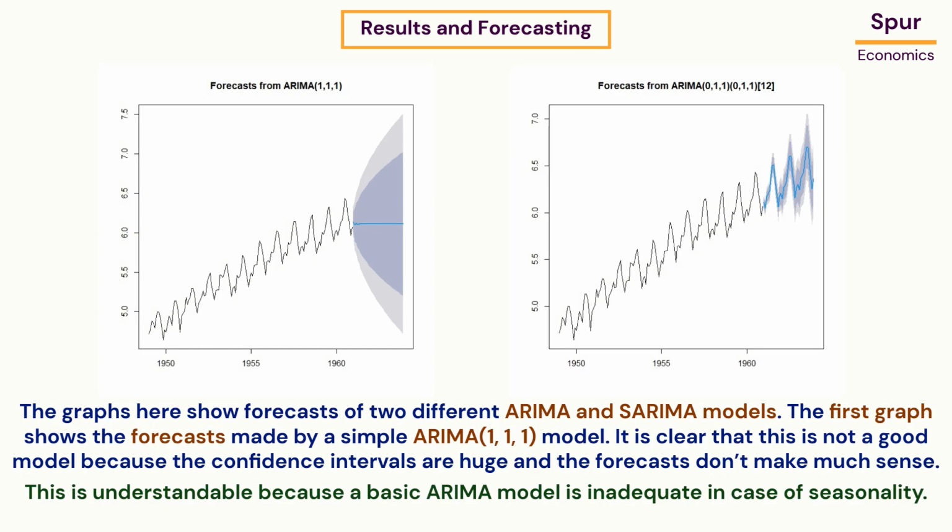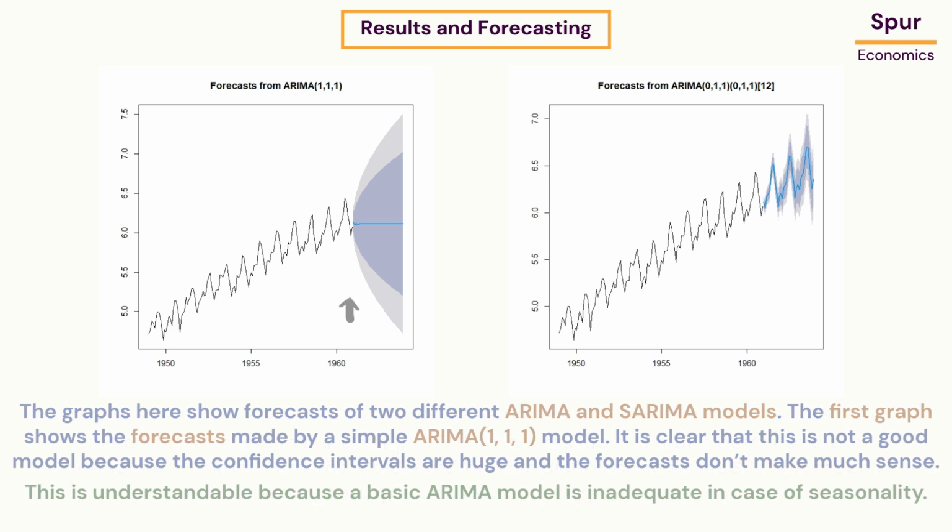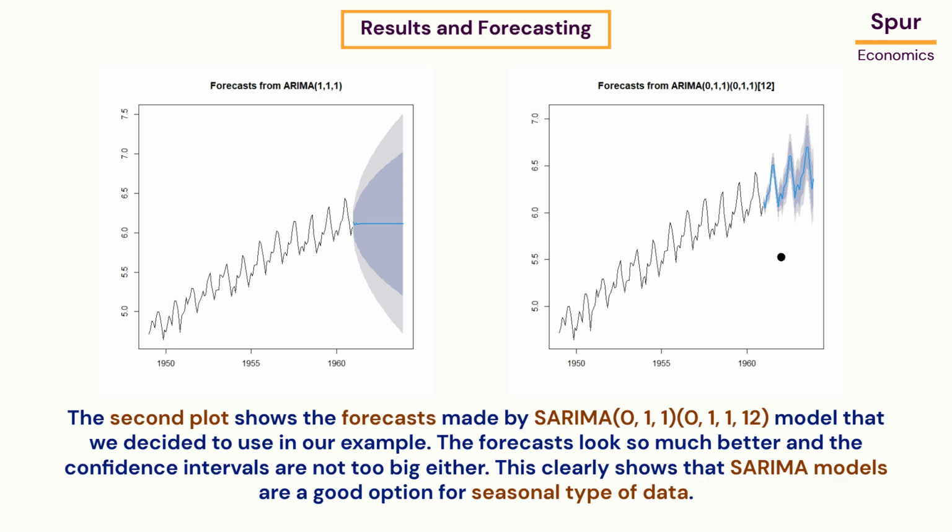The graphs here show forecasts of two different ARIMA and SARIMA models. The first graph shows the forecasts made by a simple ARIMA 1-1-1 model. It is clear that this is not a good model because the confidence intervals are huge and the forecasts don't make much sense. This is understandable because a basic ARIMA model is inadequate in case of seasonality. The second plot shows the forecasts made by SARIMA 011 by 011 model that we decided to use in our example. The forecasts look so much better and the confidence intervals are not too big either. This clearly shows that SARIMA models are a good option for seasonal type of data.